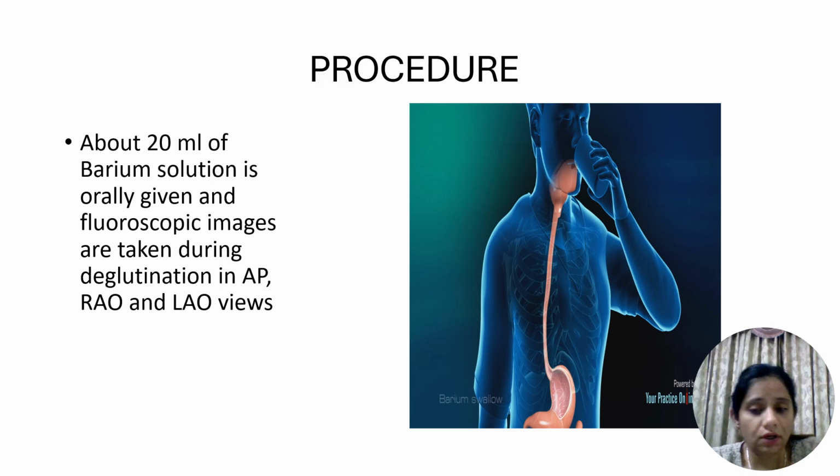Now the procedure. Before the procedure, we'll ask the patient to come with some preparations, like he has to be on an empty stomach, fasting 6 hours before the procedure. On the day of the procedure, he's asked to drink 20 ml of barium solution, and after that, fluoroscopic images are taken while the patient is deglutinating.